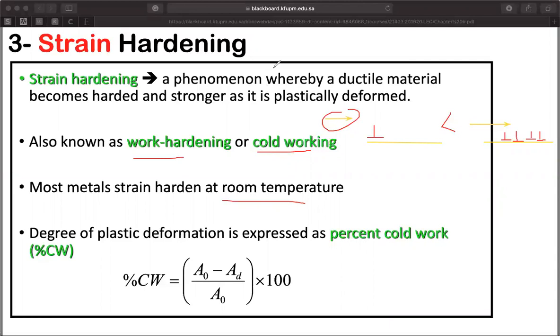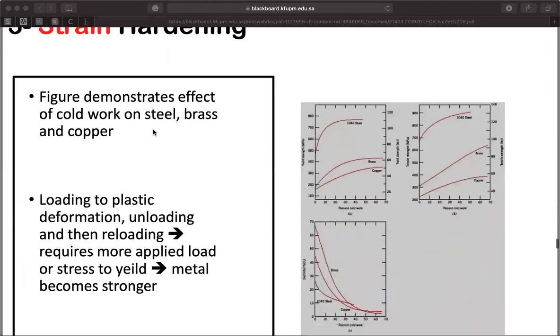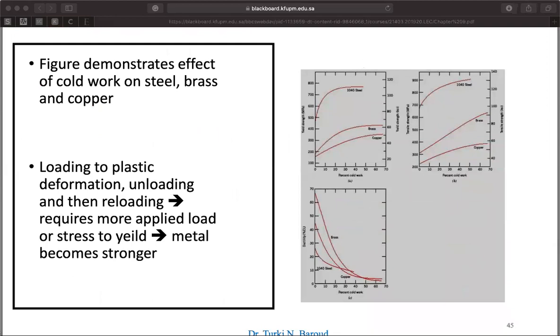Now, the cold working can be quantified by using this equation, where we consider the changes that we might see in the dimension of the material. This equation can help us to quantify the reduction in the area as a consequence of the plastic deformation.